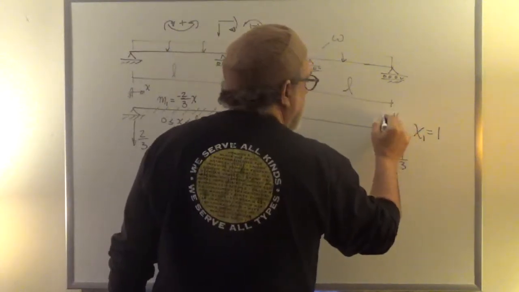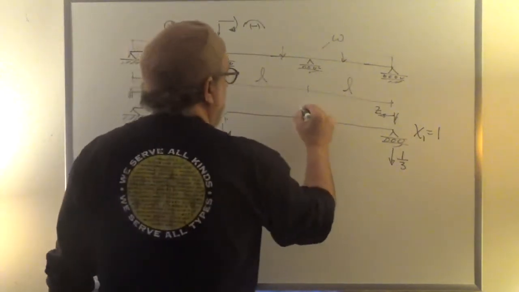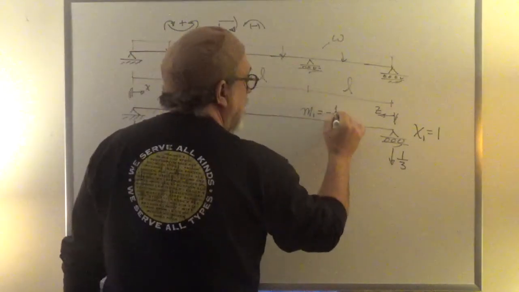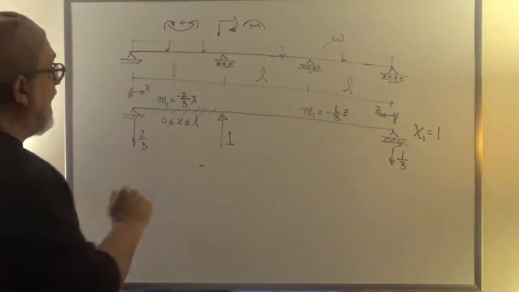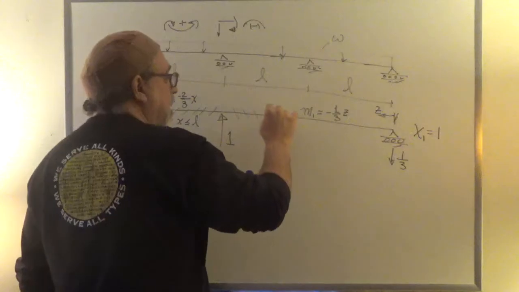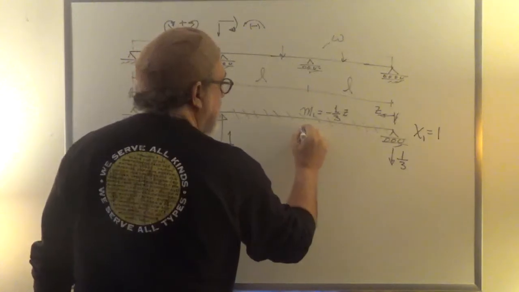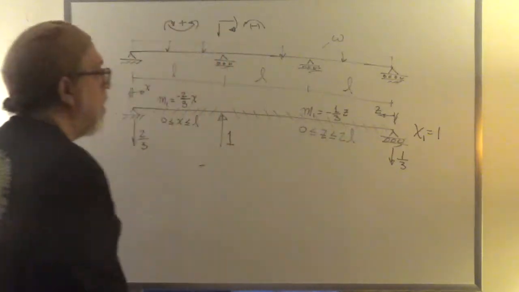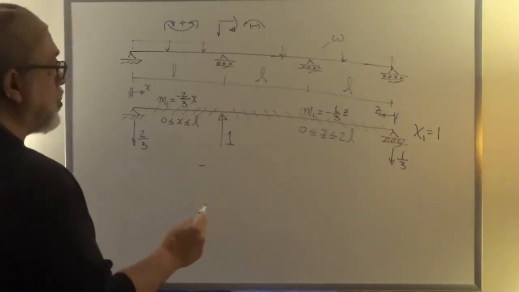So we go here. Let's call this coordinate z. And I think by the same argument, it should be rather obvious, right? That the M1 here is minus 1/3 of z, right? And that is going to be valid all the way for the rest, right? Over here. And if we want to write it mathematically, we would say 0 is less than or equal to z. Z is less than or equal to 2L, right? So that is our x1 equal to 1 sketch. Fine? Okay.